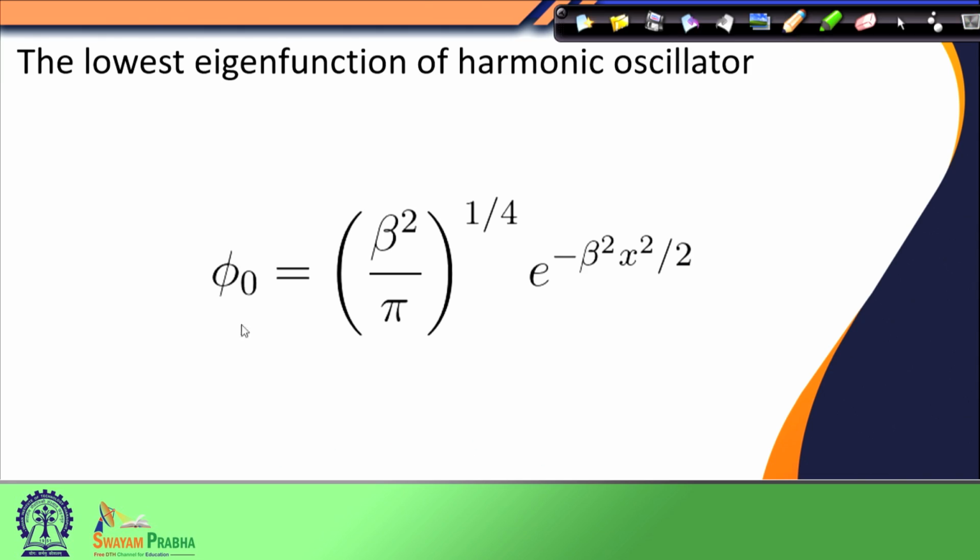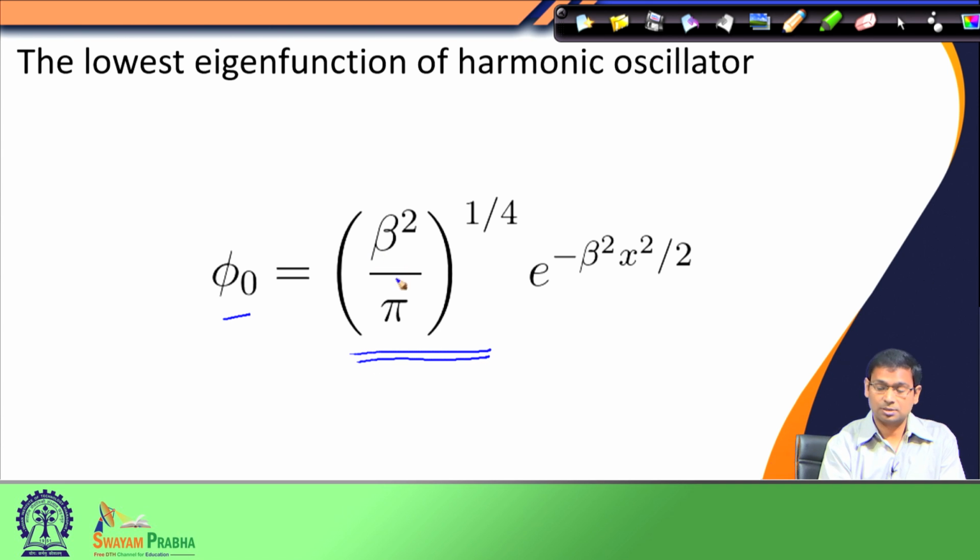If you remember, we defined our phi 0, the lowest eigenfunction of the harmonic oscillator, with the normalization constant given here, where beta square is defined as m omega divided by h bar. This is the functional form of the lowest eigenfunction of the harmonic oscillator, and we also discussed that this form is known as a Gaussian function. It gives a bell-shaped function.